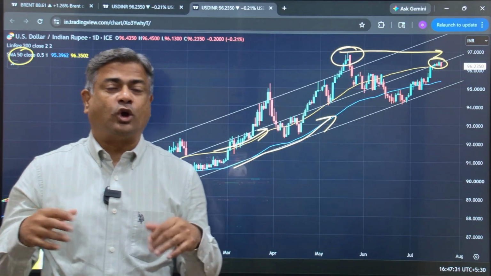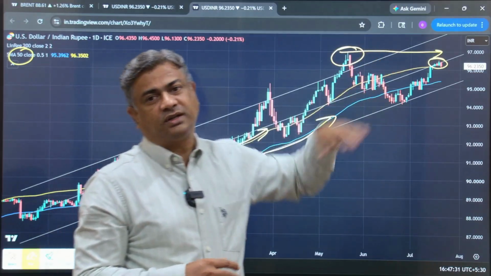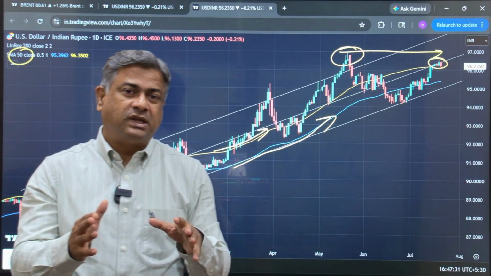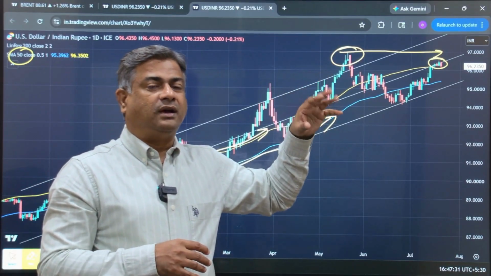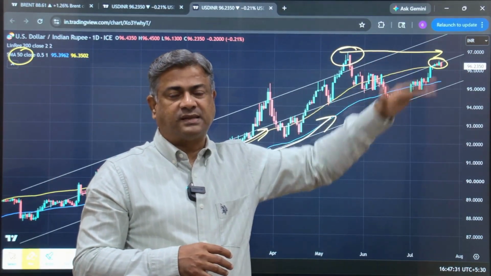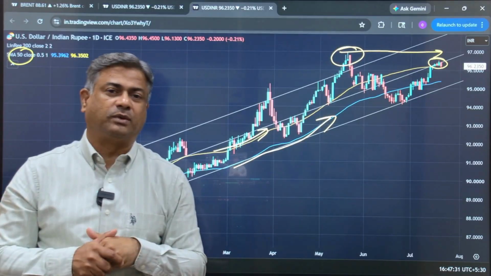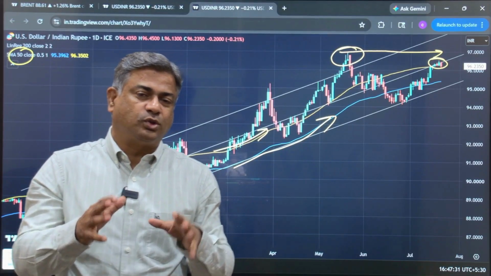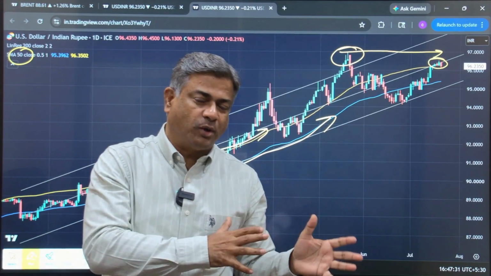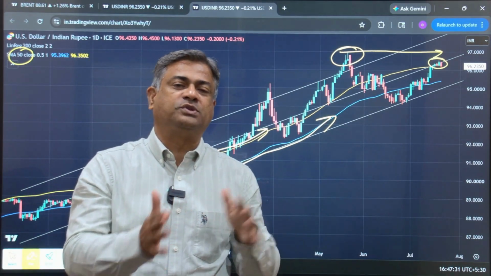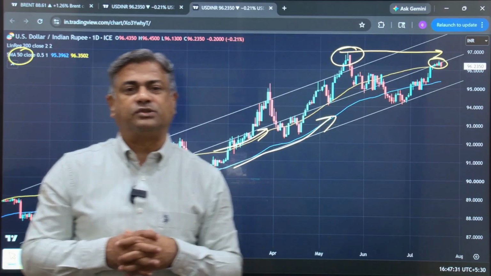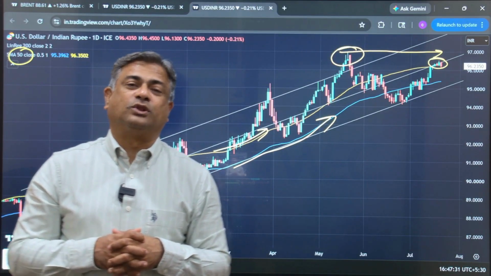Now dollar importers, since the spot is so high, should use vanilla options to hedge. There is no point locking such high spot prices, and you also have a 3% forward premium. So dollar importers should hedge more using vanilla options, and dollar exporters should use both vanilla options as well as simple forwards to hedge. So that is it from my side.